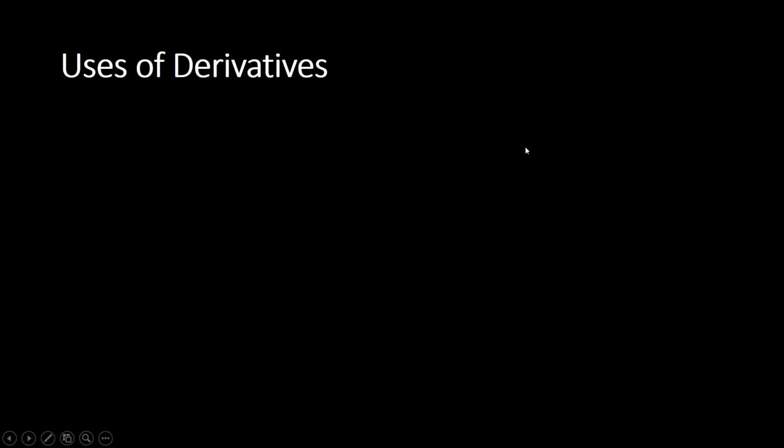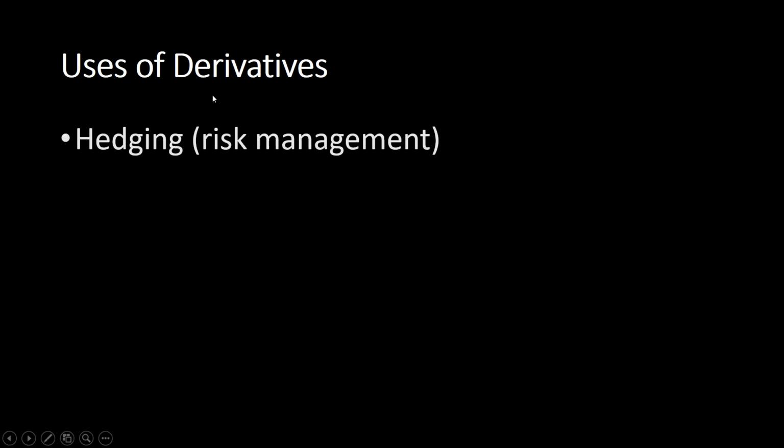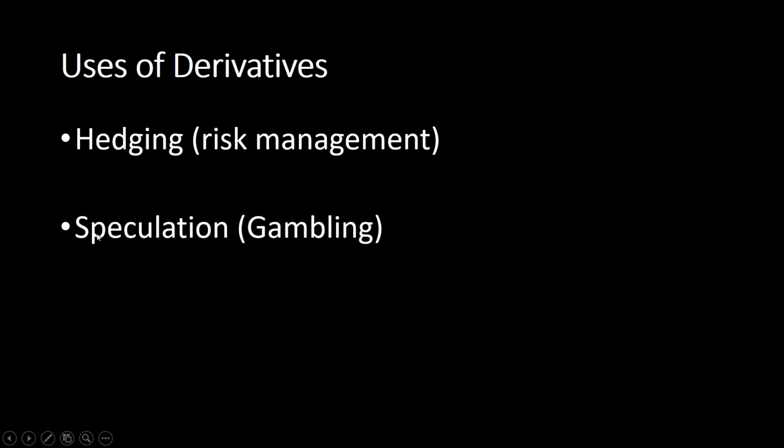Uses of derivatives. We first need to understand why derivatives exist in the first place. Hedging, risk management. You're going to understand this in the next example. Then speculation, gambling. This is where people risk money they don't have to get money they don't need. So that's gambling. Speculation, they are used to just make a profit, and they are also used for risk management.